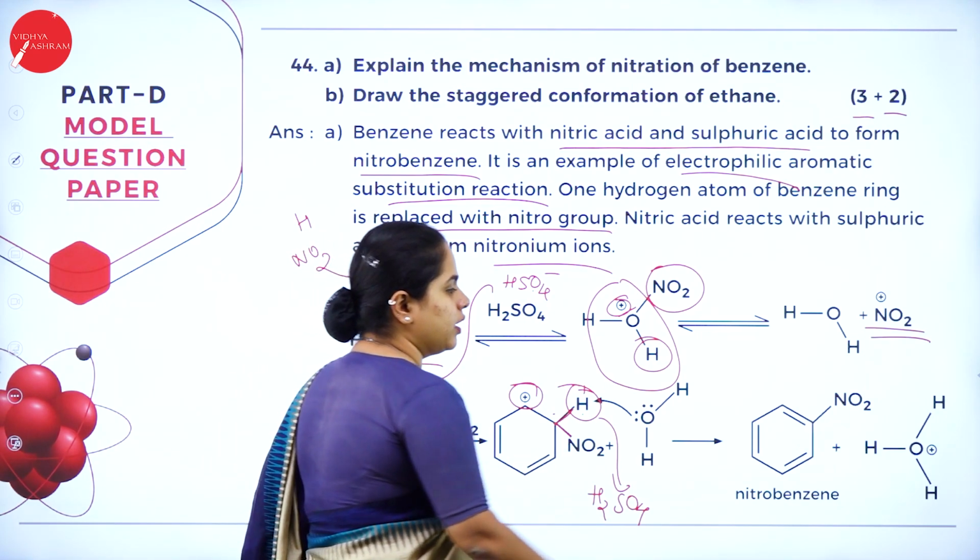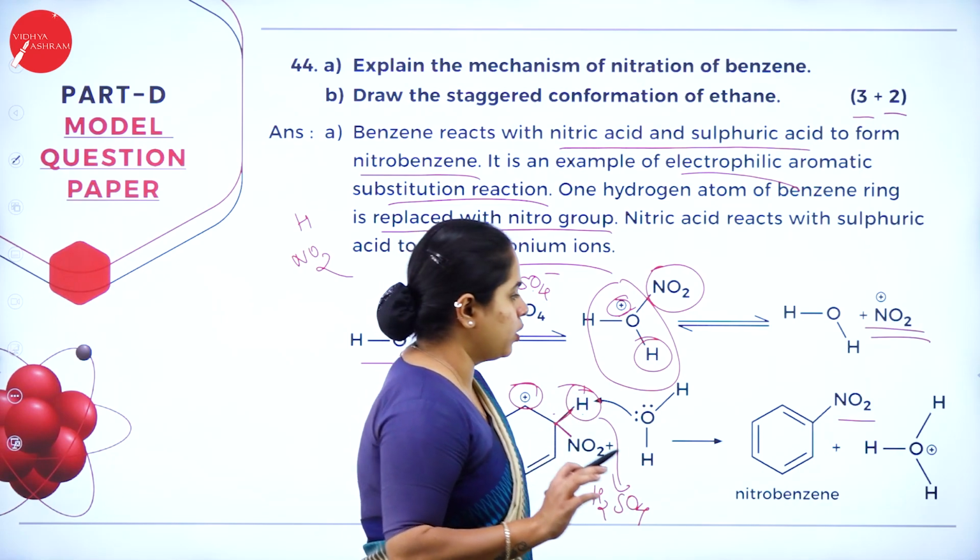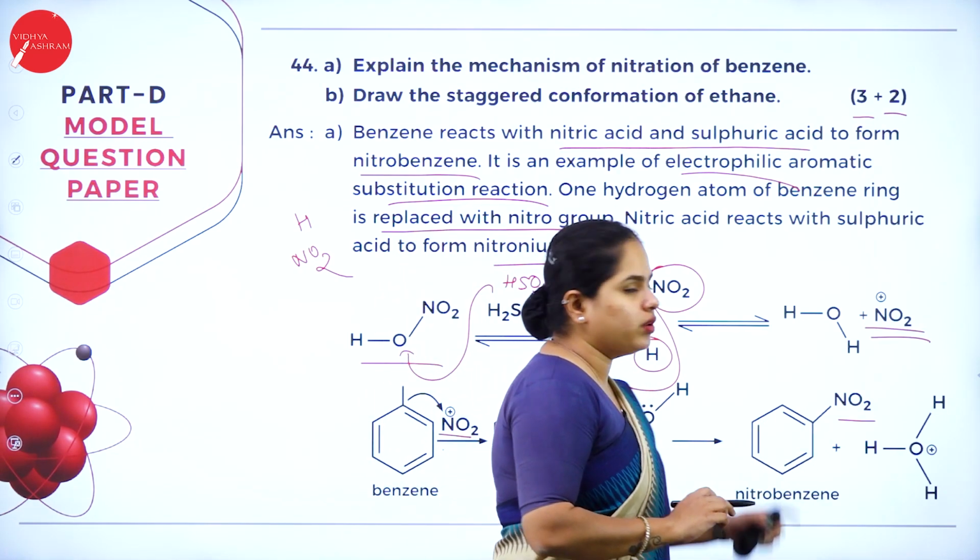Now what is only left here? NO2 will be left here. Hydrogen is already removed. So I hope that is clear. So this is how nitrobenzene is formed.